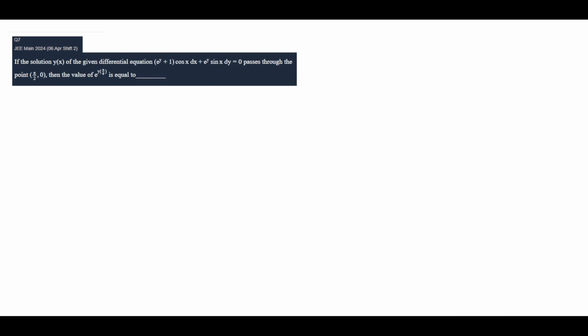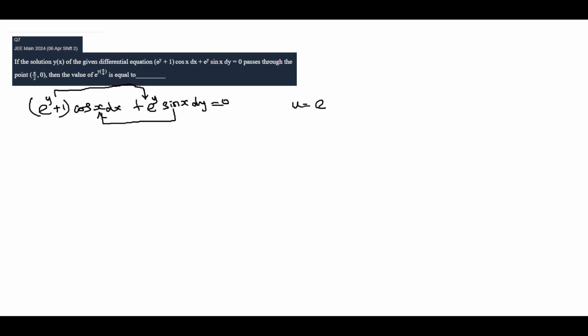Next one. e power y plus 1 cos x dx plus e power y sin x dy, which is equal to 0. So just imagine that the derivative of sin x will be cos x, and the derivative of e power y plus 1 will be e power y. So take it as u equal to e power y plus 1. So what is u dash? u dash equal to e power y.